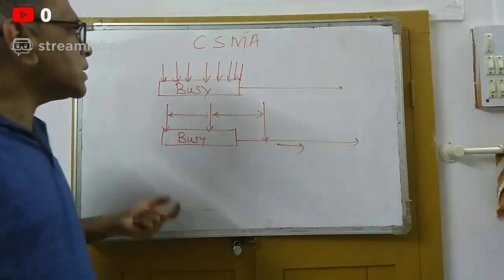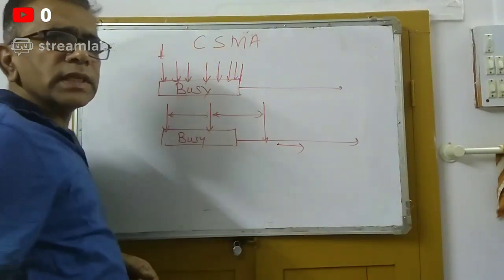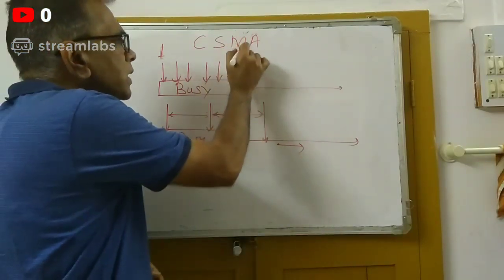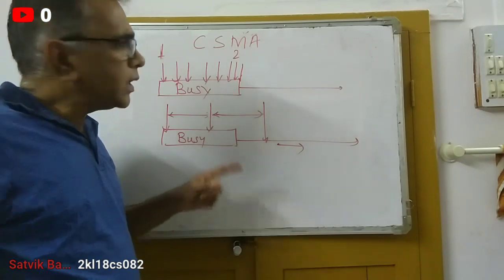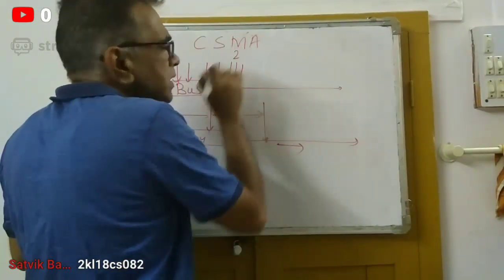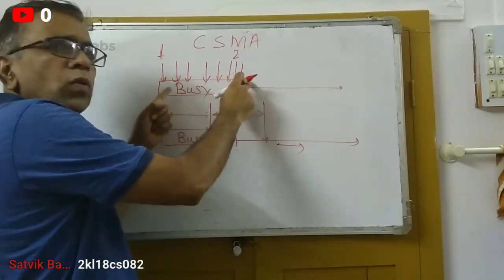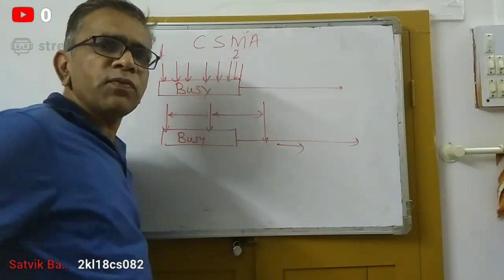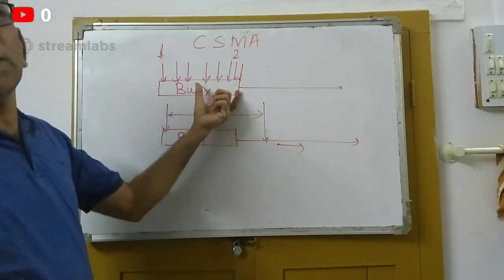For example, if station 1 is ready at this time, it is continuously sensing the medium, and if station 2 is ready at this time, it will also sense the medium continuously, and both of them will be simultaneously involved in transmission at this particular junction. Because the moment both of them come to know that the medium is free, both of them will jump for transmission, and in this system there is a more possibility of collision.